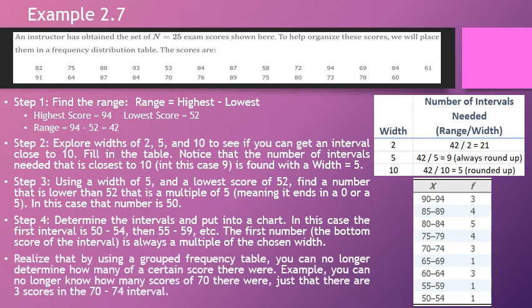But realize that by using a grouped frequency table, you can no longer determine how many of a certain score. For example, if I look at the 70 to 74 interval, I know there's 3 scores there, but I don't know what they were. I don't know if they were 70, 71, 72, 73, or 74. I have no clue what the original scores were. I just know that there were 3 scores in that interval of 5 numbers from 70 to 74.